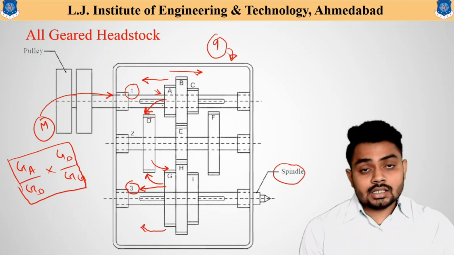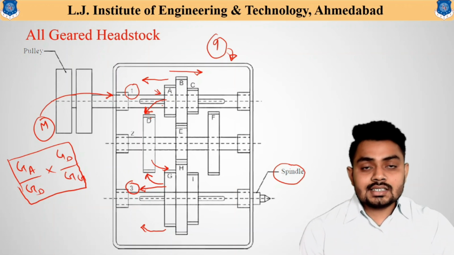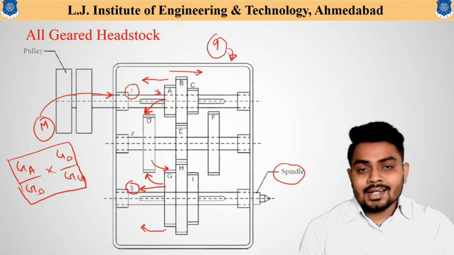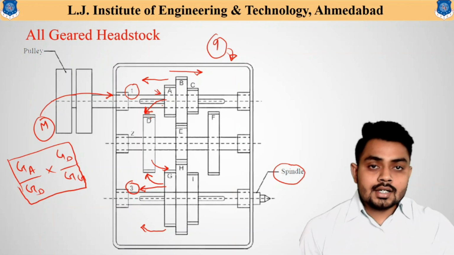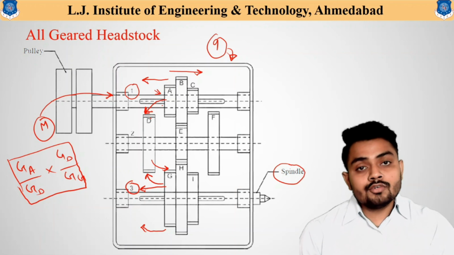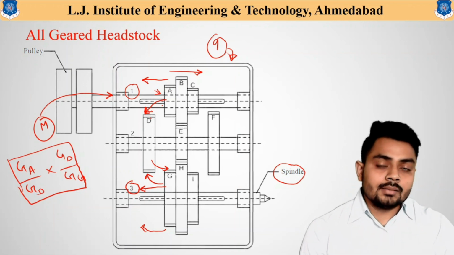So in this lecture we have discussed the two major power transmission systems that can be available in the headstock assembly. The first one is the back gear cone pulley type arrangement, and the second one is the all geared headstock assembly. So I hope you got clarity about how power is transmitted from the motor to the workpiece based on the arrangement available.